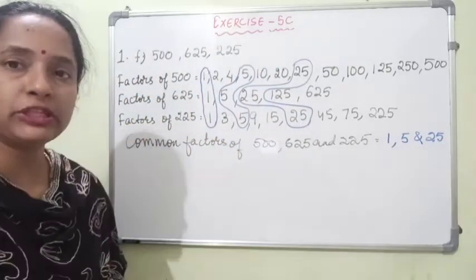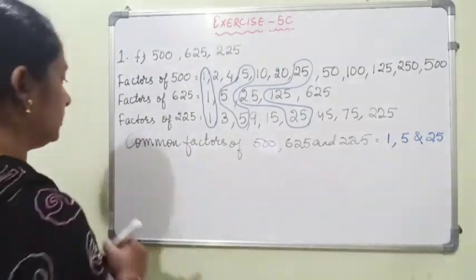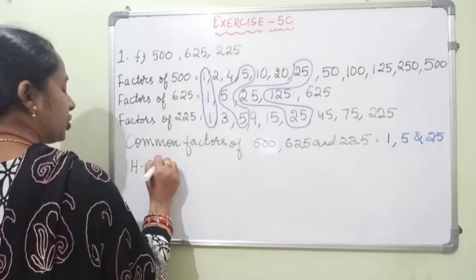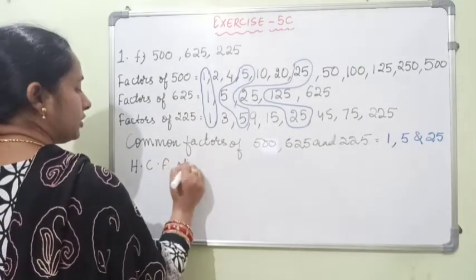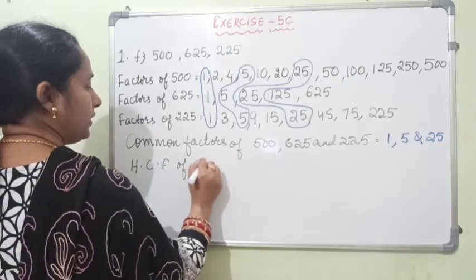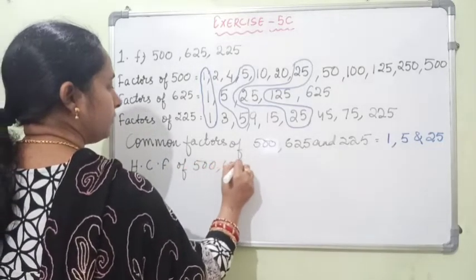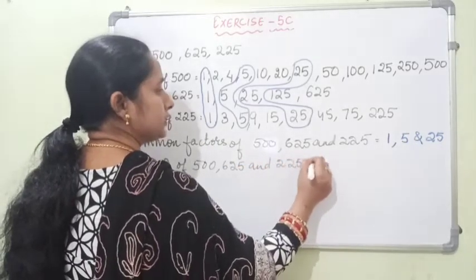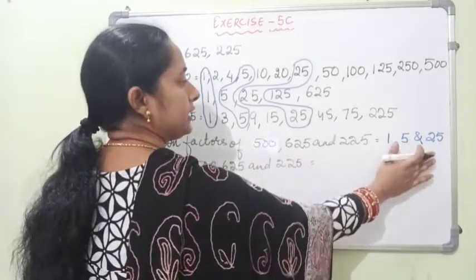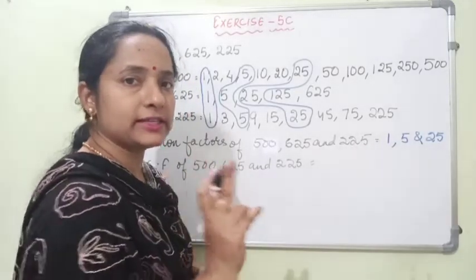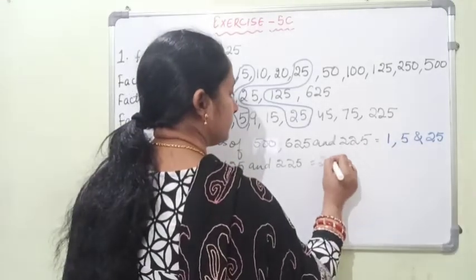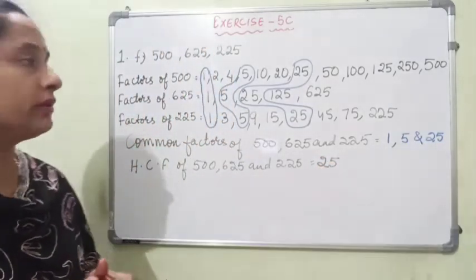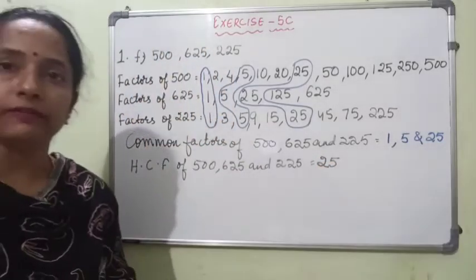But our aim is to find the highest common factor. So in short I am writing highest common factor, HCF, of 500, 625 and 225 is equal to, which is the highest among them? Which common factor is highest? 25. Okay. So 25 is the highest common factor of the three given numbers.